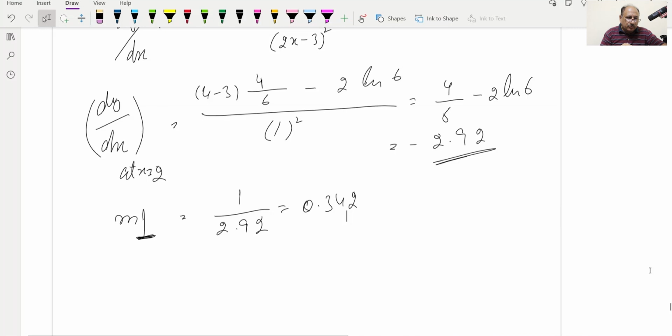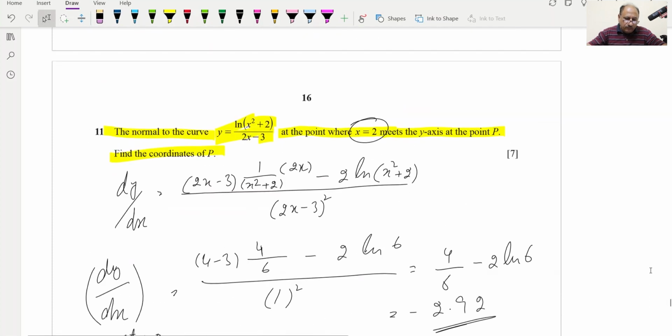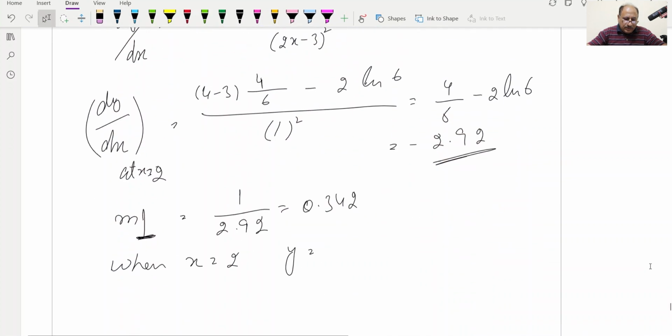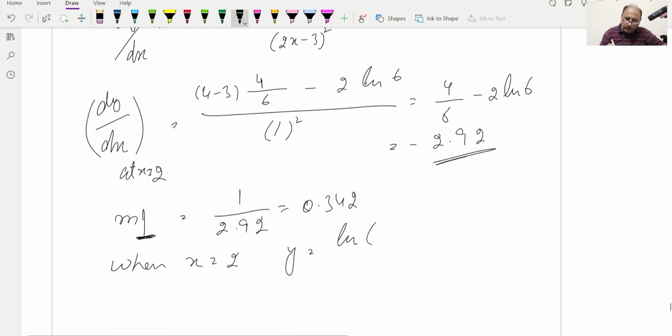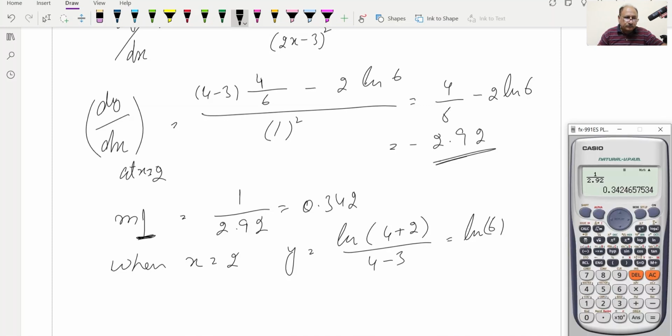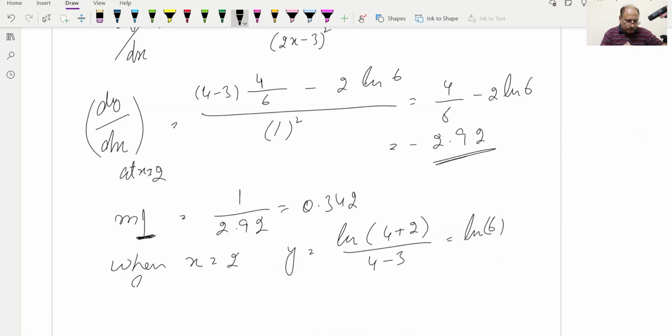And when x is equal to 2, y will be equal to what? In this y equation, we will replace x is equal to 2, and we will get log of 2 into 2, because this is x square, so it will be 4. 4 plus 2 over, this will be 2x minus 3, so it will be 4 minus 3, and this will be equal to log 6. So the y value will be basically log of 6, so we can keep it as it is, and we can write the equation of the normal.